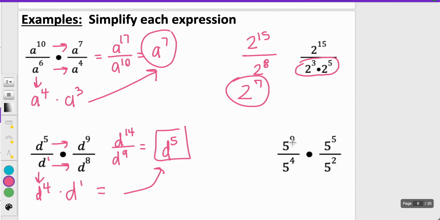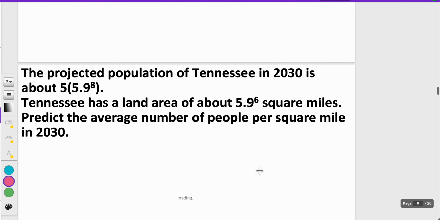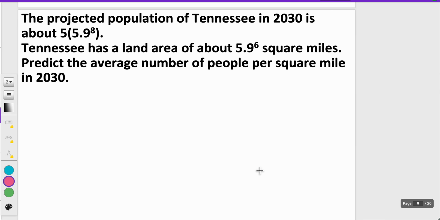Okay? Across, I'm going to get 5 to the 14th power over 5 to the 6th power, and then subtracting that, I'm going to get 5 to the 8th power. Okay? One more example for us, and we have a word problem.